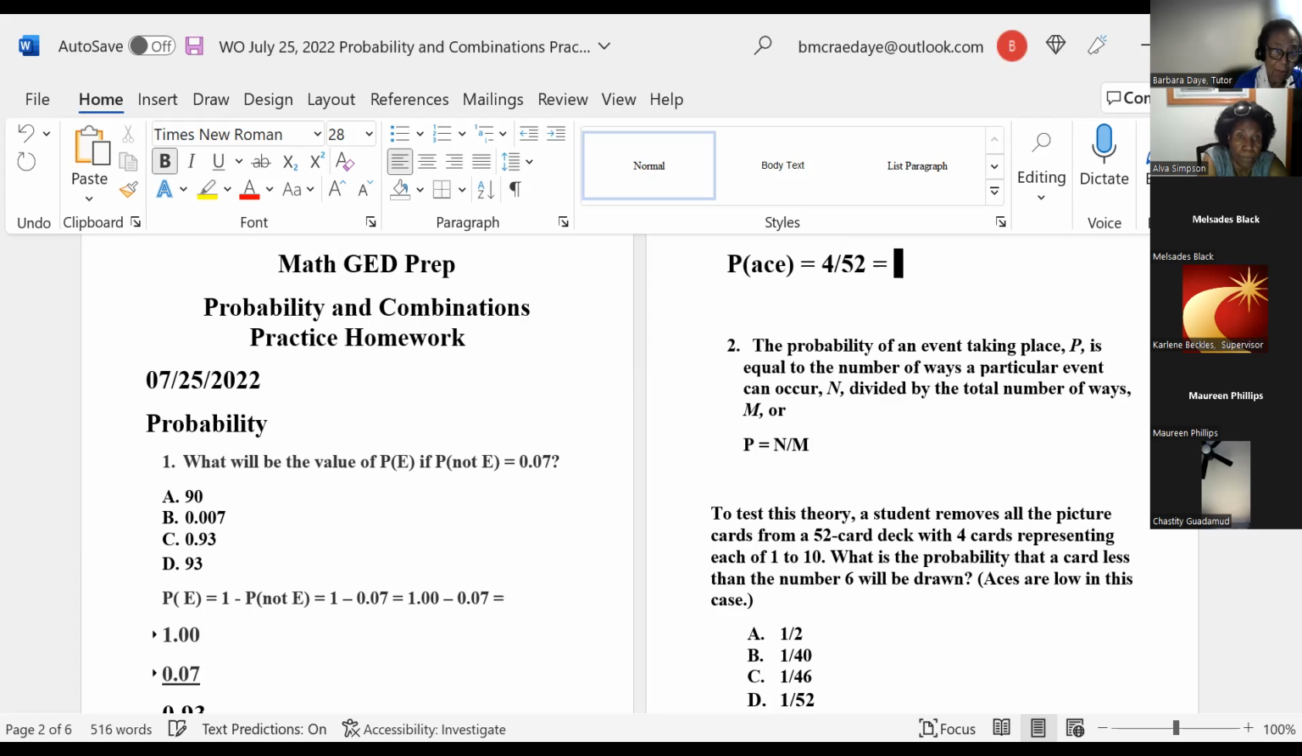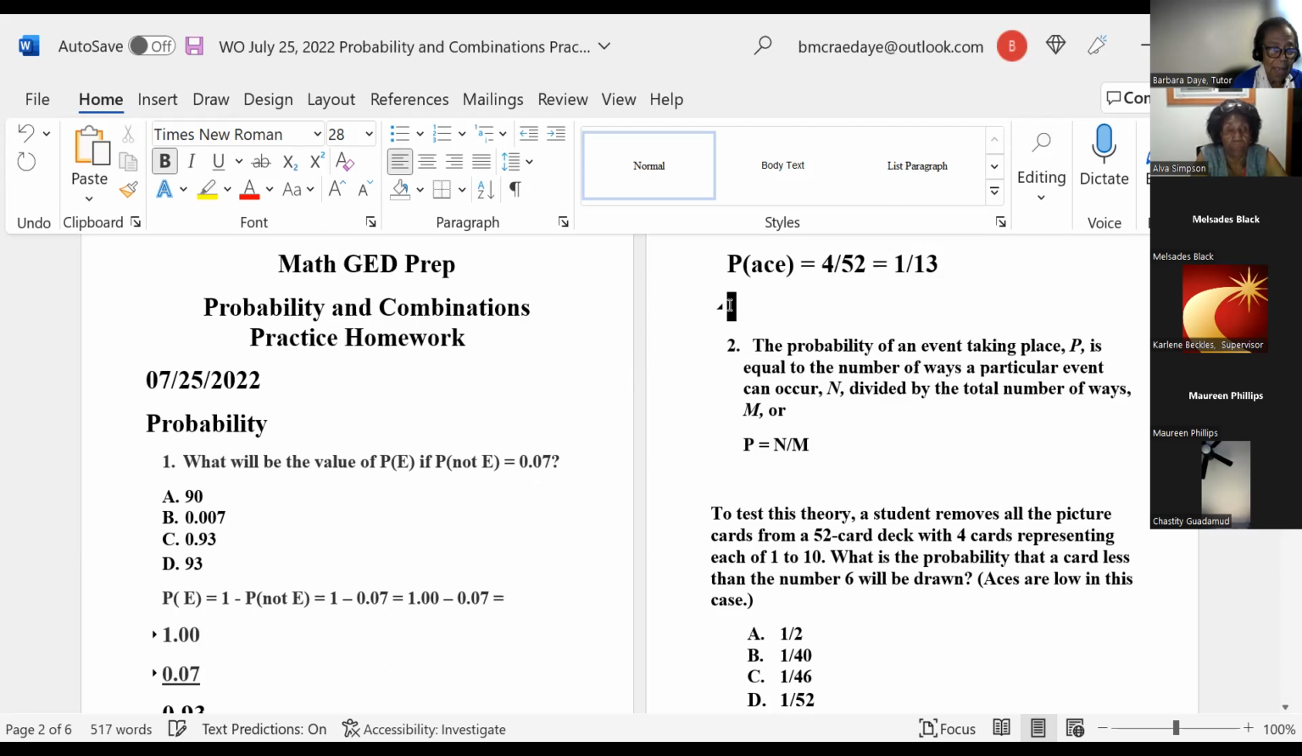And what is that equal to simplified? I have to divide 52 by 4. Yeah, and what is that equal to? What number times 4 gives 52? Oh, 4 times 13. That's right. So it'd be 1 over 13, right? That's the probability of it being an ace.